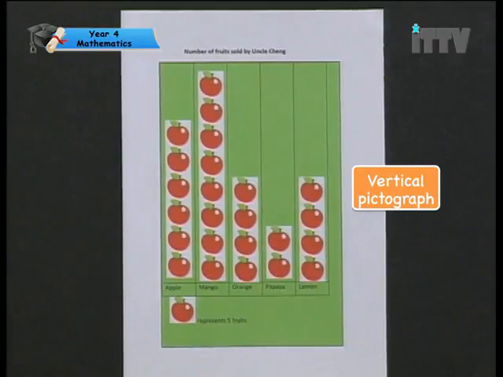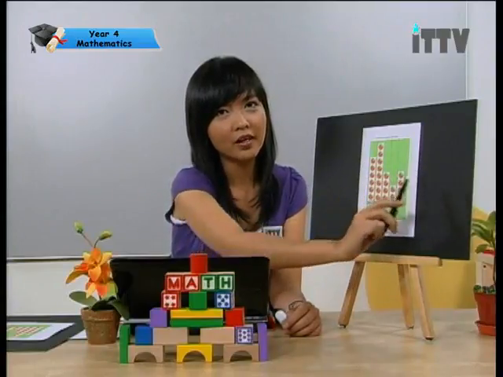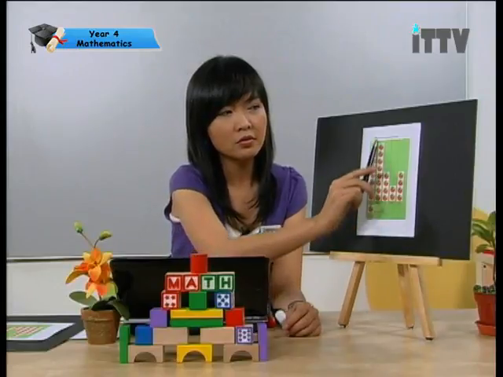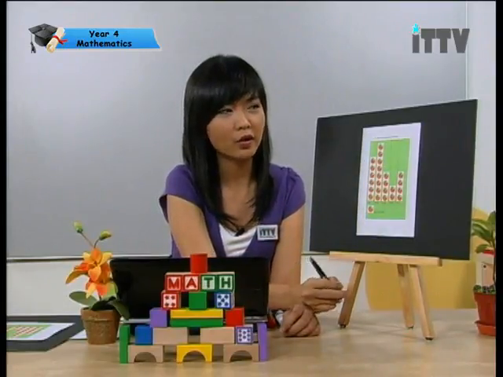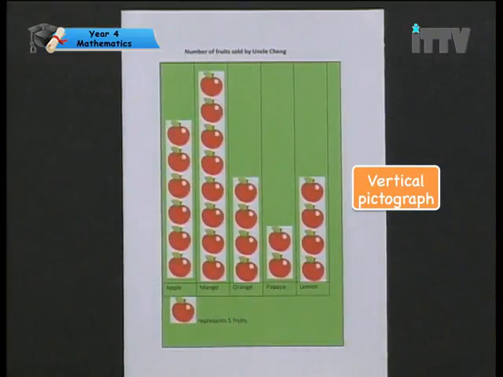Alright? For the horizontal pictograph just now, the fruits were arranged from left to right, for each row. Now, it's from bottom to up. This is a vertical pictograph. The other elements are the same, yeah? You have the title, the baseline, and the key.